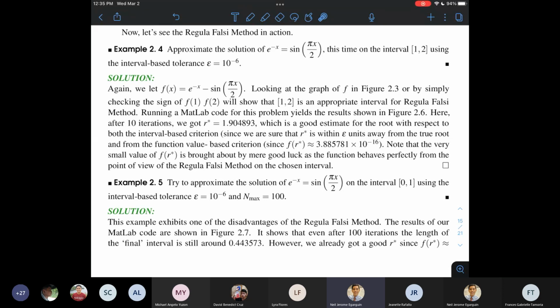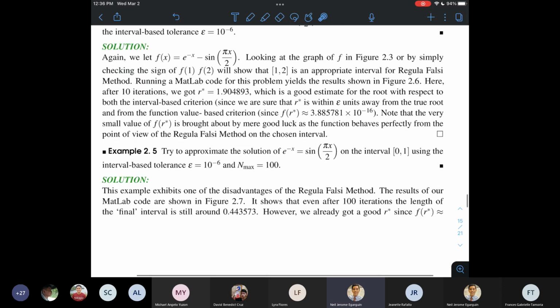It's just 10 iterations. Kaya lang, tingnan natin yung example 2.5. Same function. Okay? Though a different interval. I'm now on the interval 0, 1. Tapos same tolerance, 10 to the minus 6 din, yung interval-based tolerance na gagamitin ko. But this time, I will impose also that the number of iterations will not exceed 100. Okay? Tapos yung result niya, nasa figure 2.7.